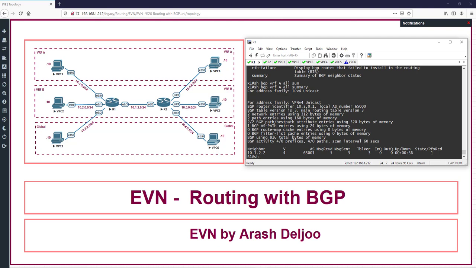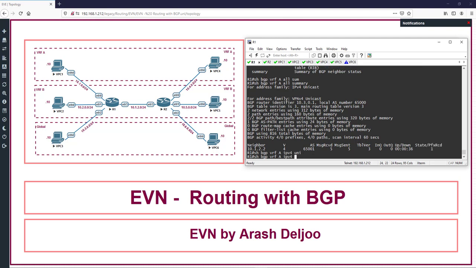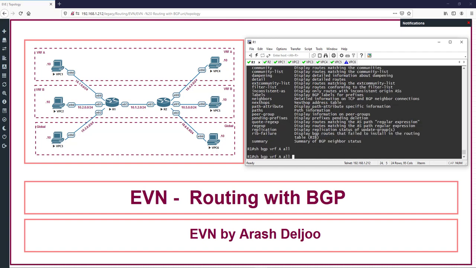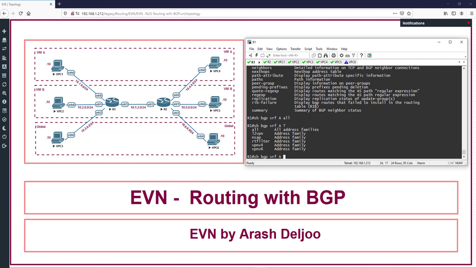Okay, let me show you the BGP table. Show BGP IPv4, show BGP for VRFA IPv4 unicast, IPv4 all unicast. This is the BGP table. Let me check the BGP table. We didn't receive any routes until now.